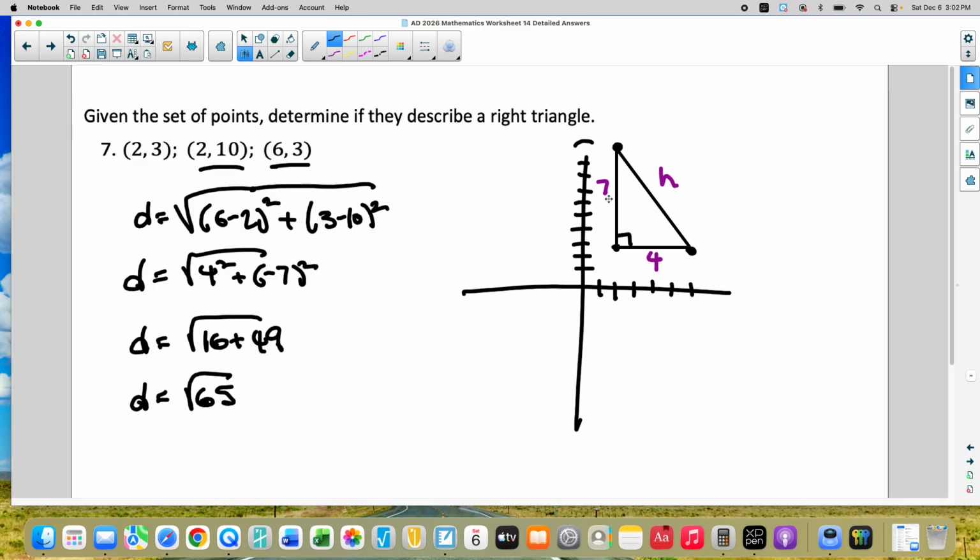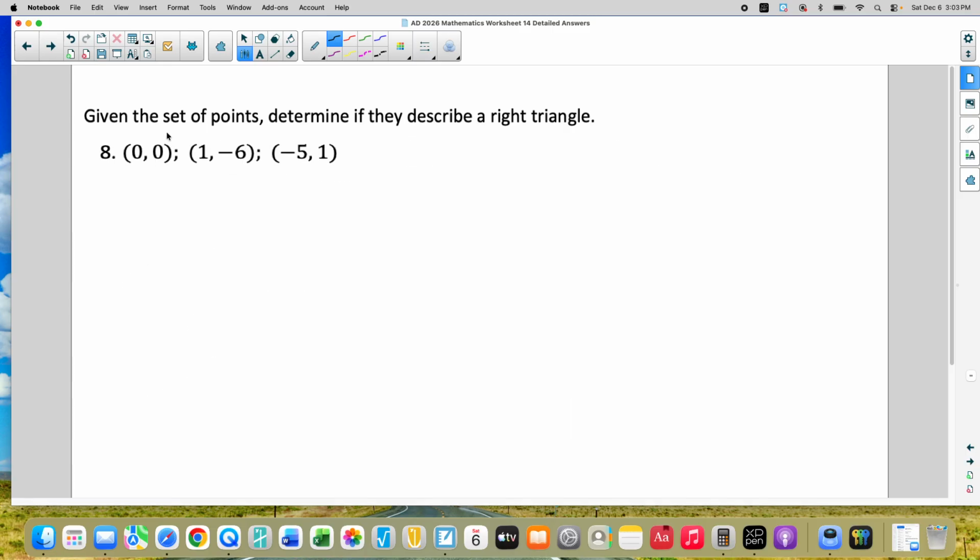And then if we do the other one, so this equals technically rad 65. And so if we do 7 squared plus 4 squared, we're going to get 65. So yes, it is. This is a silly question. Not really good.